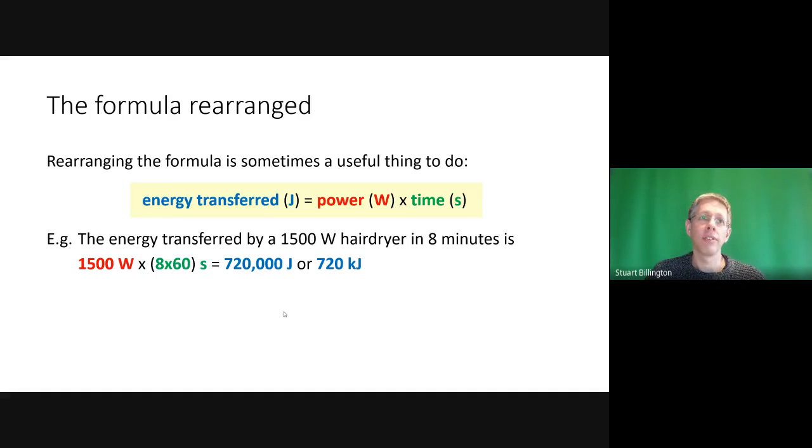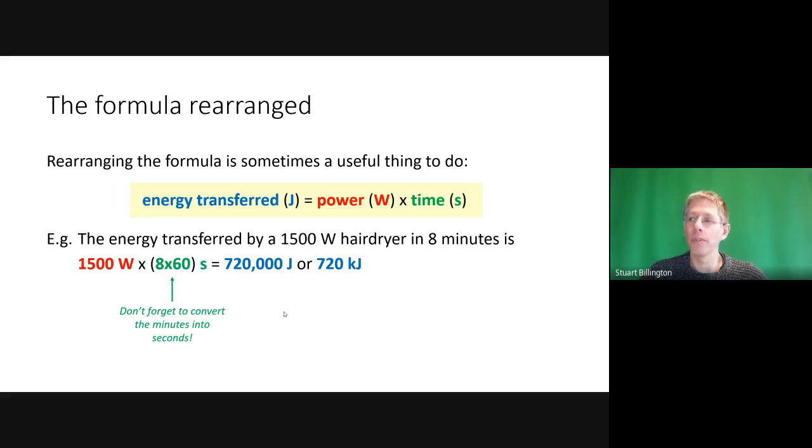Well, it transferred the 1500 watts multiplied by the time in seconds. So just make sure that you don't forget to convert the minutes into seconds by multiplying up by 60. And here's where you note that the joule is a pitifully small unit of energy. 720,000 joules is transferred to your hair every time you dry it, which is ridiculous, isn't it?